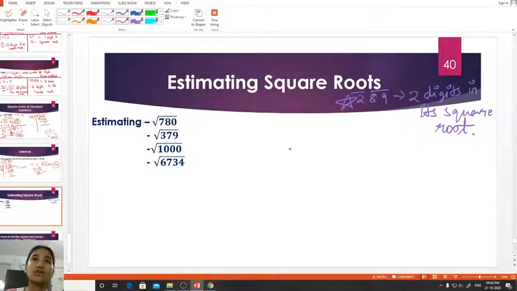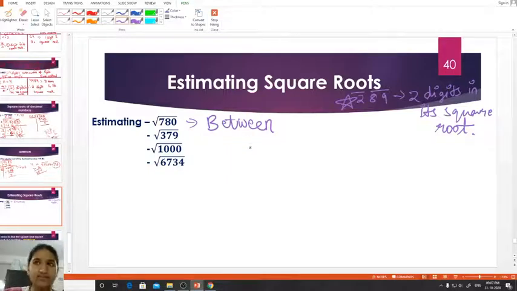Now we have already learned about estimating the number of digits in the square root. So now we'll be learning how to estimate square roots. The first thing, we'll take 780. We have to see between which two squares it lies. Can anyone tell me the square of 20? It's 400. Of 30, it's 900. Then of 25, it's 625. Somewhat near, but not absolutely near. Then 780.